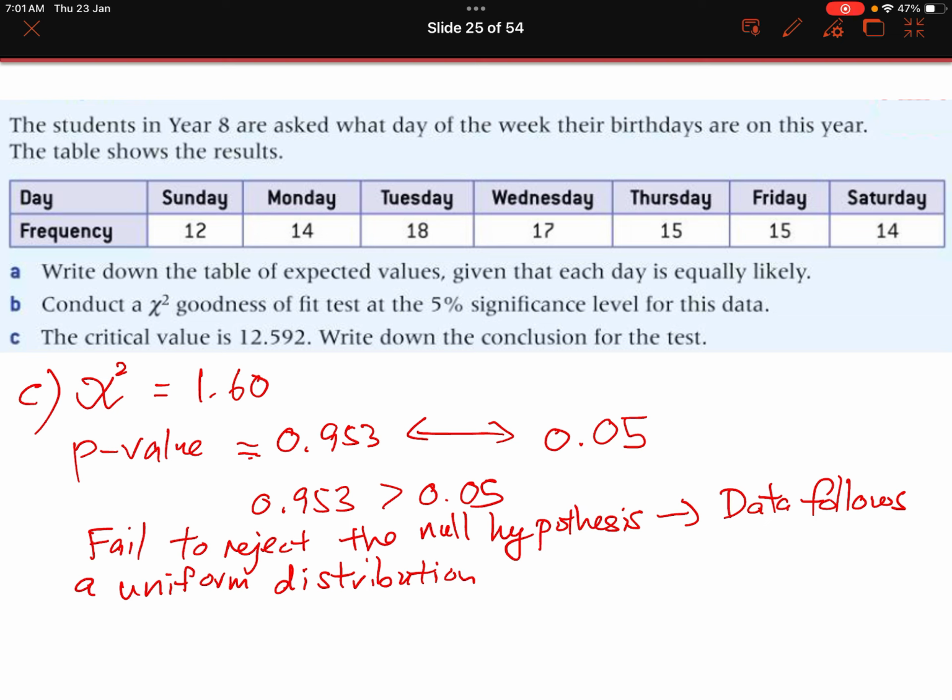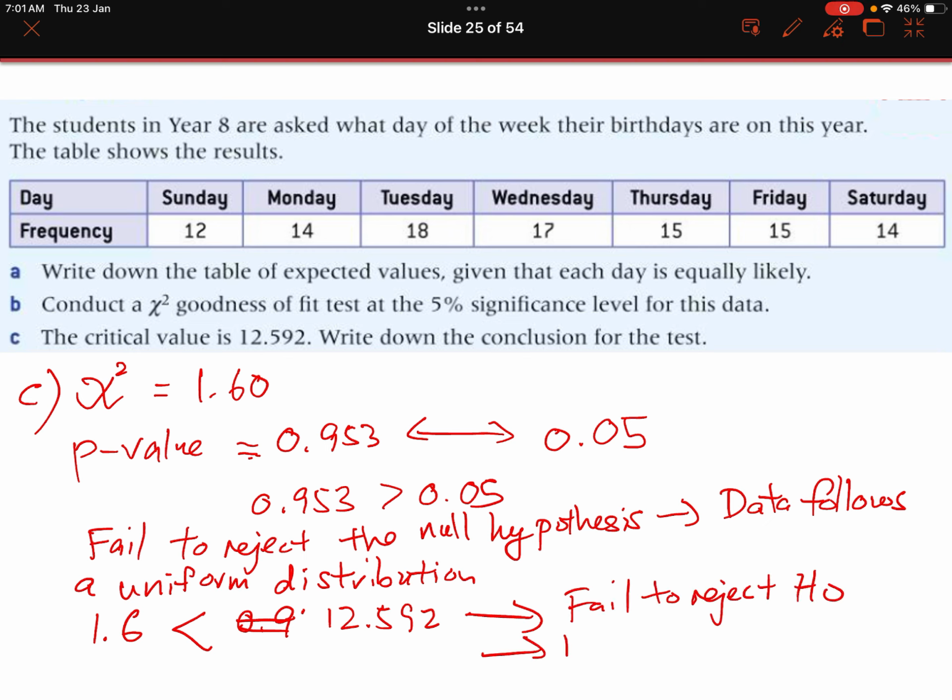Or you could compare the chi-square test statistic, which is 1.6, and that's less than the critical value of 12.592. So it's the same conclusion that we have here. Fail to reject the null hypothesis. Data follows a uniform distribution. Does this kind of make sense?